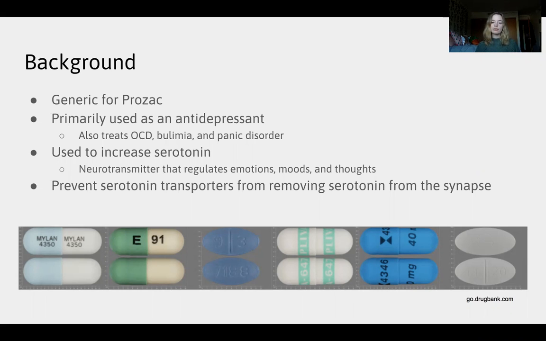And the way that fluoxetine works is that it increases serotonin. And serotonin is a neurotransmitter in the brain that will regulate emotions, moods, and thoughts. The way that fluoxetine is going to work is that it's going to prevent or inhibit serotonin transporters from removing those serotonin molecules from the synapse. And we'll see that in a lot more detail in just a little bit here. But the picture on the screen just shows a few variations of different fluoxetine capsules or tablets.